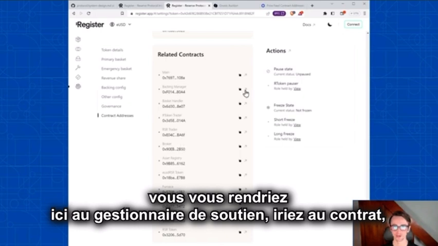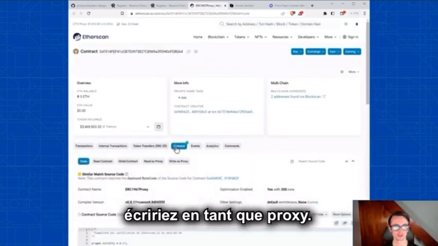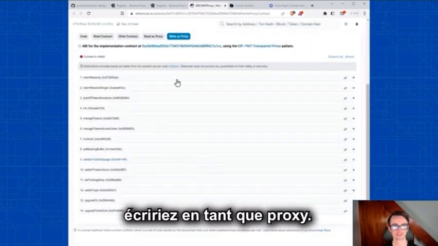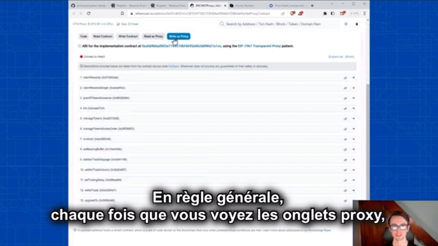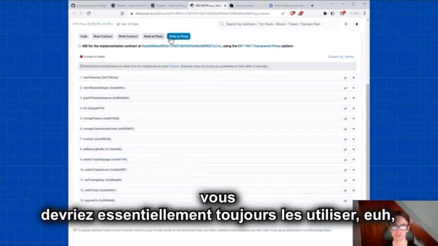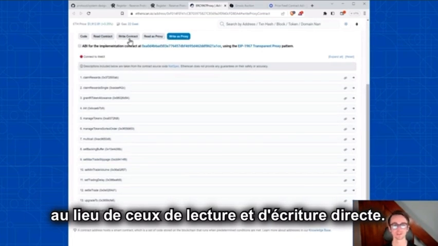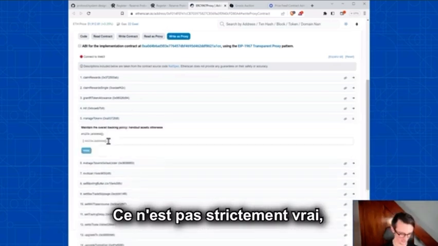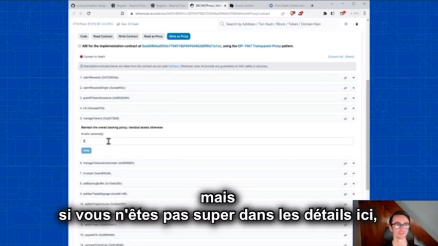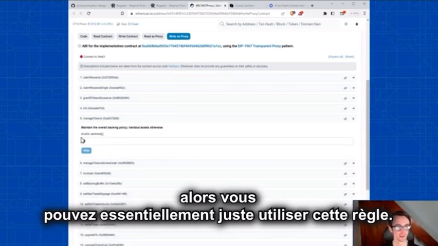You would head to the backing manager over here, go to contract, write as proxy. As a general rule, whenever you see the proxy tabs, you should basically always use them instead of the read and write directly ones. That's not strictly true, but if you're not super in the weeds here, then you can basically just use that rule. So this is what you would do.